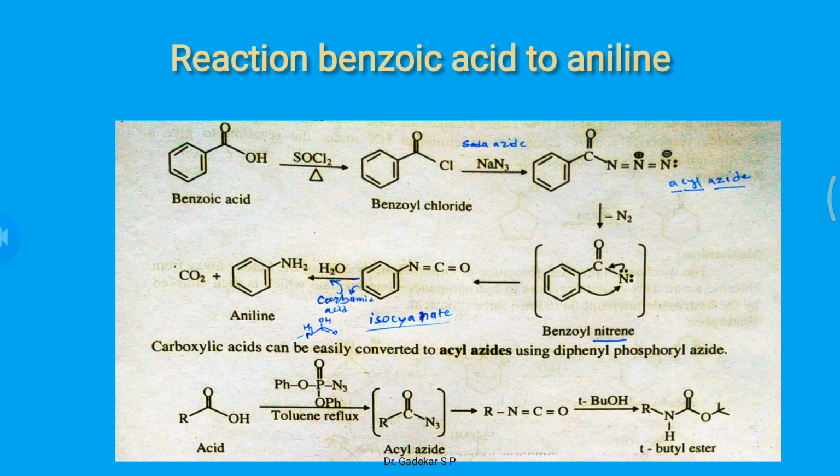Okay, so the acyl azide converts to isocyanate, and the isocyanate reacts with tertiary butanol or water. Suppose the isocyanate reacts with water to form, say, an amine. If the isocyanate reacts with tertiary butanol, it forms, say, a tertiary butyl ester.